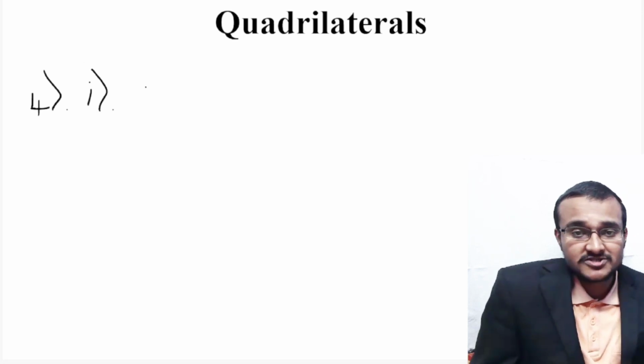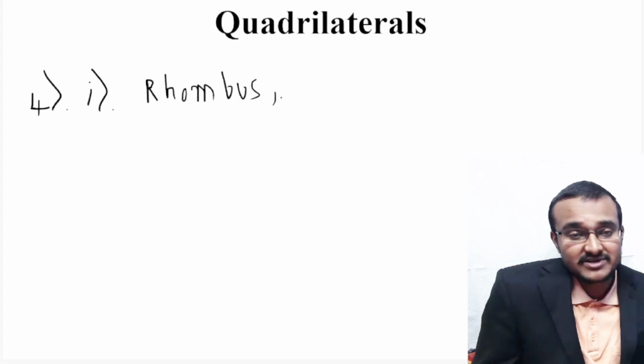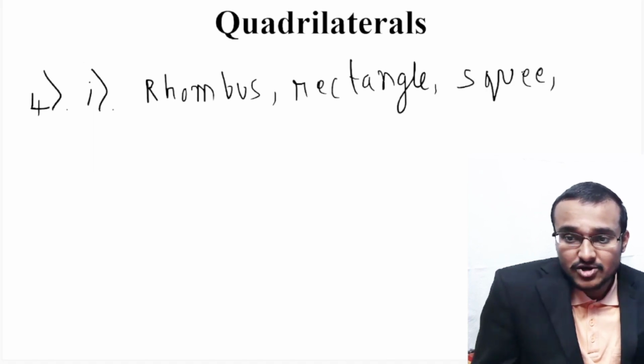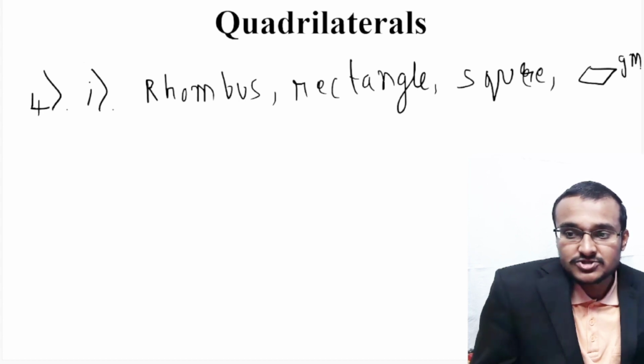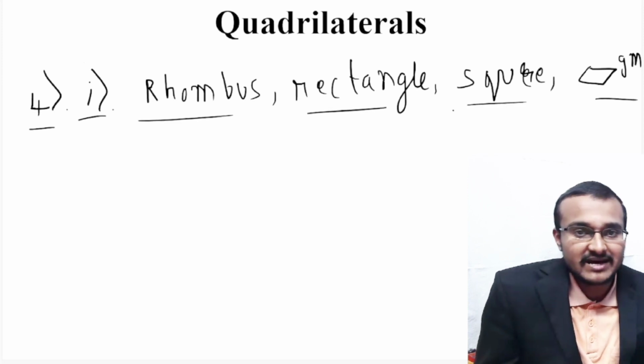Since a rhombus has all sides equal, in a rhombus the diagonals will bisect each other. So one example is rhombus, the other example is rectangle, and another example you can give here is square and also parallelogram. Because even in a parallelogram, since opposite sides are equal, the diagonals will bisect each other. So I'll just write the symbol of parallelogram like this. So the answer for this first question in the fourth question is rhombus, rectangle, square and parallelogram.